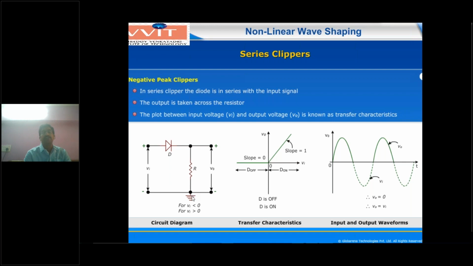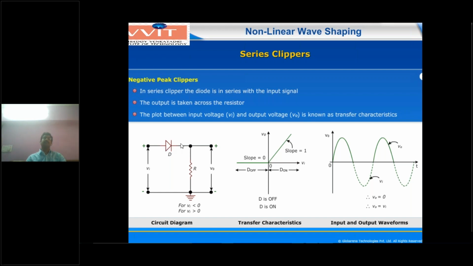Now what is the reference voltage? The other end of the resistor is connected to ground, so the reference voltage is 0 volts. Now the input voltage VI is less than 0, which means the negative peak. Once you apply the negative peak, the input of the diode is connected to the negative peak, so the diode will be reverse biased. Reverse bias means the diode is in the off state, that means an open switch.